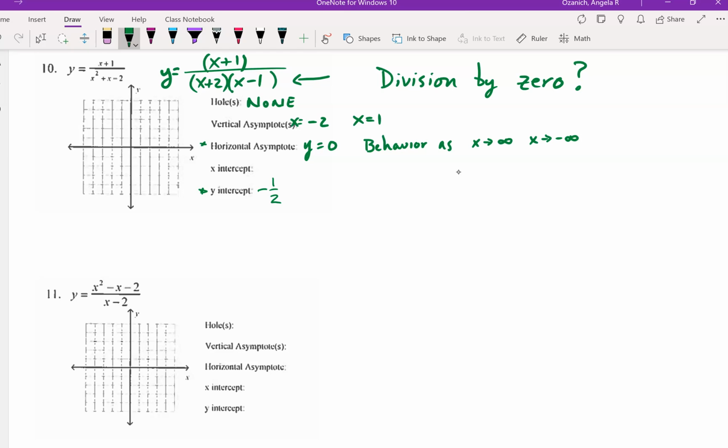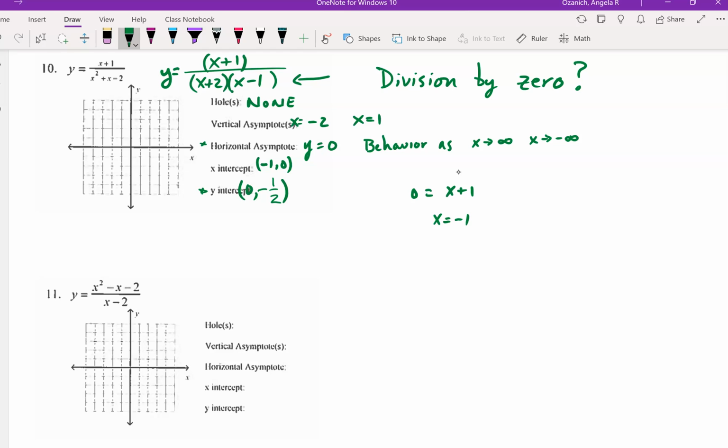And then my x-intercept is going to be found as I set my y equal to 0. And as you can imagine, the denominator is going to be multiplied on both sides. I'm not even going to show that this time. And we get x is equal to negative 1. Okay, so negative 1, 0 is my x-intercept. My y-intercept is 0, negative 1/2.